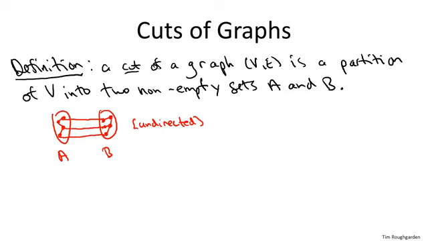The picture for directed graphs is similar. You would again have an A and you'd again have a B. You have directed edges with both endpoints in A, directed edges with both endpoints in B.